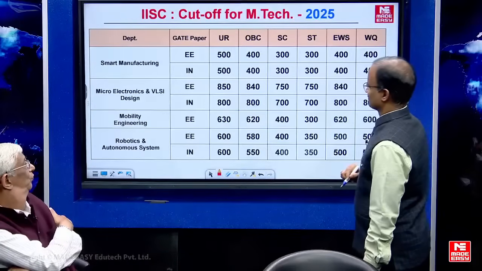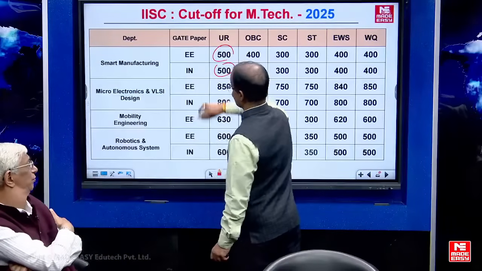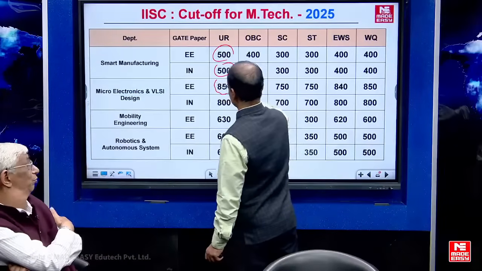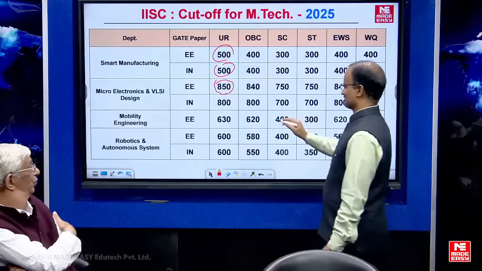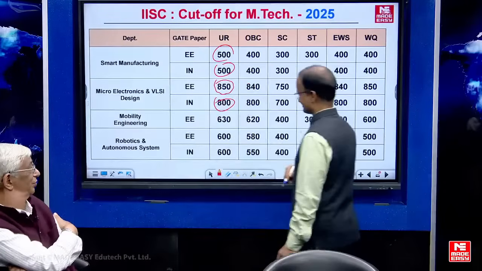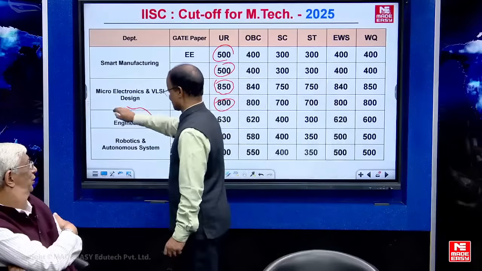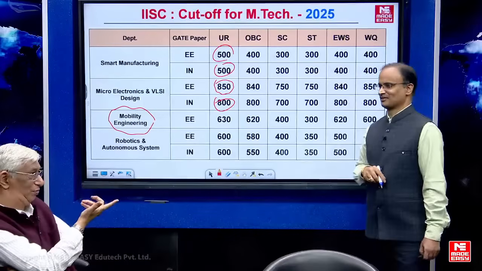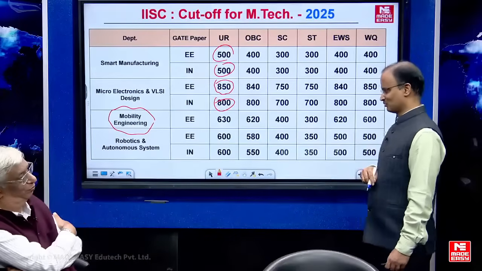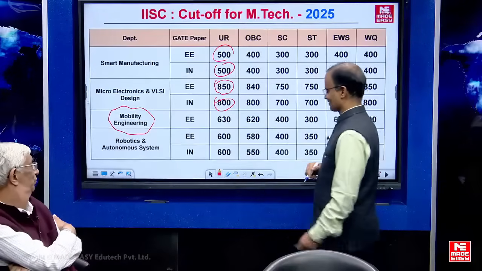Again, if you come to the cutoff for smart manufacturing, this is an interdisciplinary course, obviously. Sir, here look a bit higher, look higher for VLSI. It's the highest, yes, sir. 850 is probably the highest. For instrumentation also, this is 800. And mobility engineering, what about the future of this one, sir? Mobility engineering is basically the EVs. That's where the major pitch is. In the upcoming years, it may be very good.